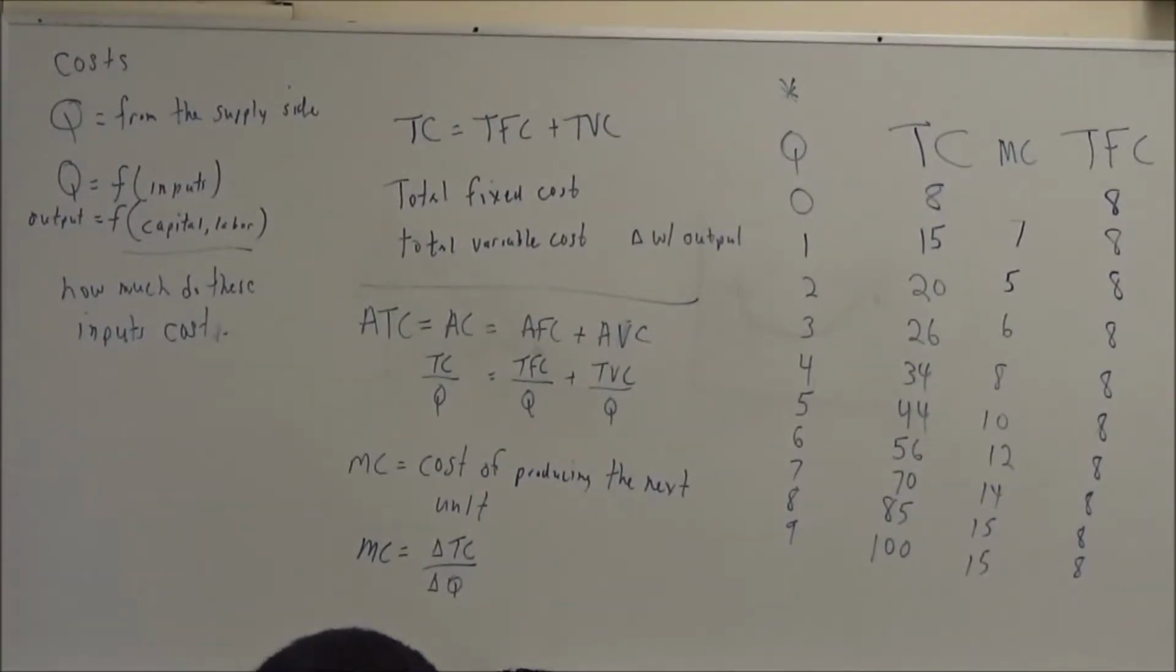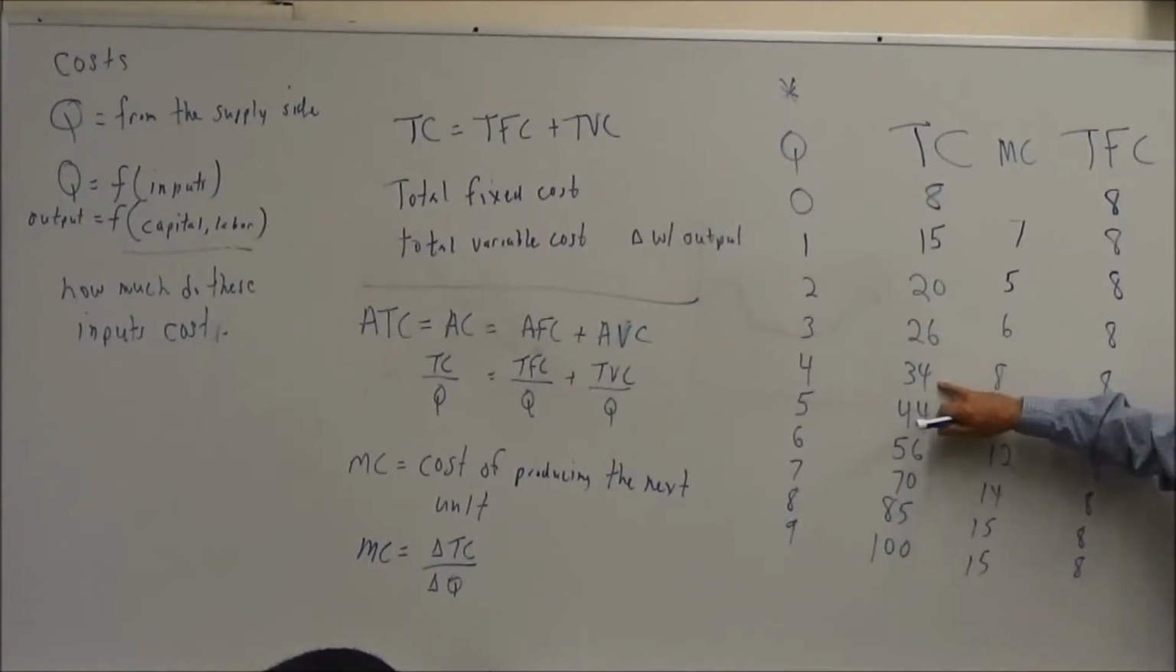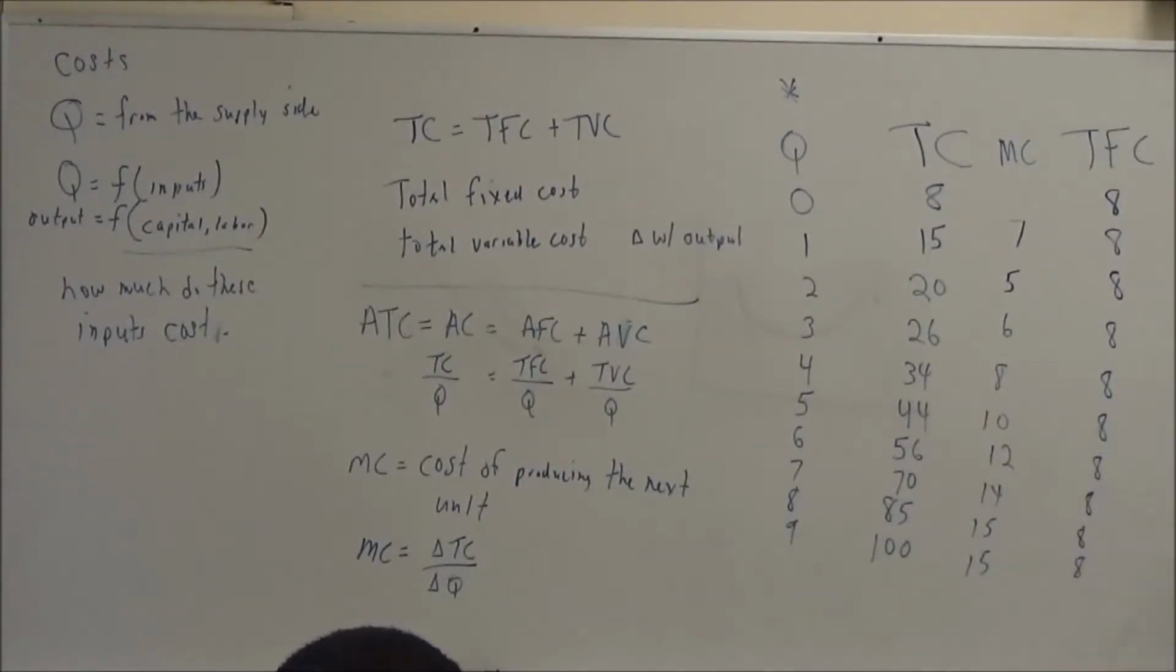8.66. 34 divided by 4, 8.5. And 44 divided by 5, 8.8. So now it's starting to go back up. You can see it was high, it got really low. This is the minimum point here, where it went to 8.5. That's the lowest it went, and now it's going to come back up.